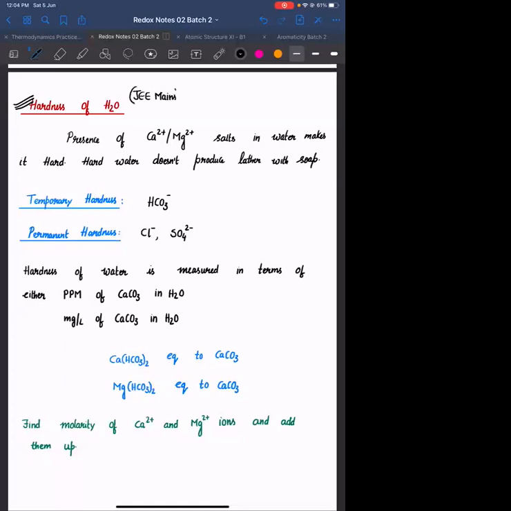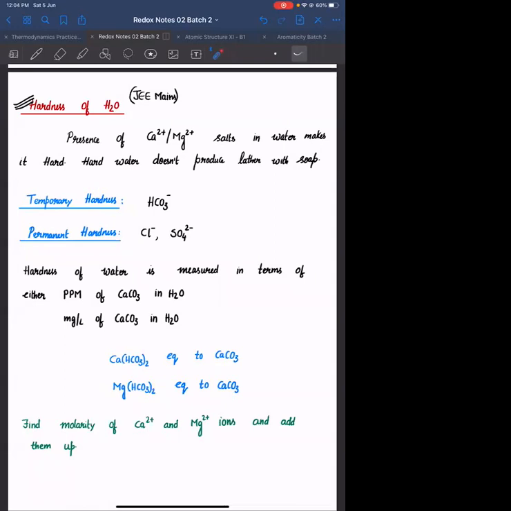Okay. Either they may give the question on volume strength or they will give the question on hardness of water. Basic idea: what is meant by hardness of water? It is because of salts of Ca2+ and Mg2+. Presence of Ca2+ and Mg2+ salts in water makes it hard, and hard water doesn't produce any lather with soap. ये आपको पहले से idea है.